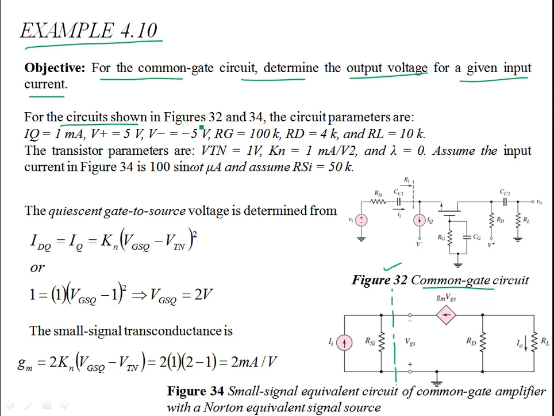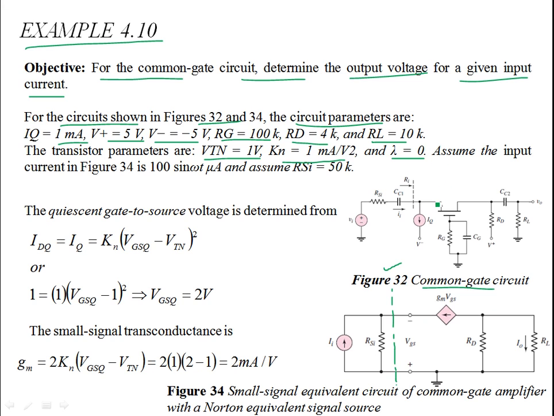So for the circuit shown in figure 34, the circuit parameters are: we're given the quiescent current, which is the saturation current, as 1 milliamp for the common gate amplifier, and then you're given the biasing V plus and V negative as plus and minus 5 volts. RG at the gate is given as 100 kilohms. RD is the drain resistance and RL is the load resistance. The values are given as 4 kilohms and 10 kilohms respectively. For the transistor parameters, the threshold voltage is 1 volt. It's an NMOS device, so it's positive. Then the conduction parameter is 1 milliamp per volt squared. Since we are not considering any R naught, that means lambda, the channel length modulation parameter, is 0.